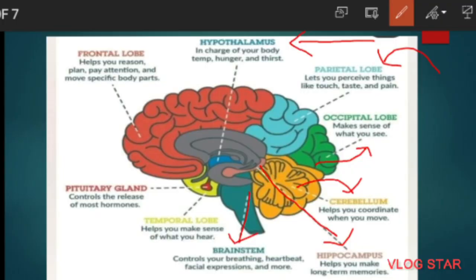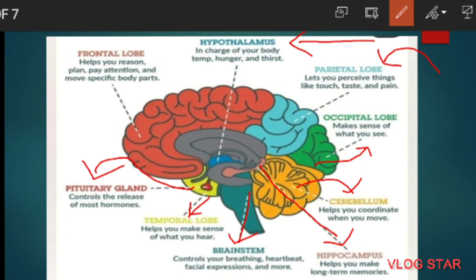The temporal lobe is the large lobe of each cerebral hemisphere that is situated in front of the occipital lobe, and it is associated with the organ of hearing, as it helps you to make sense of what you hear. Then the next part is the pituitary gland. It is an endocrine gland located at the base of the brain below the hypothalamus, and its function is to control the release of most of the hormones.